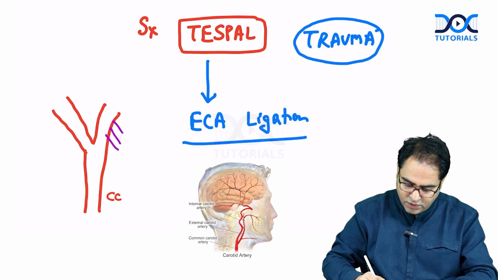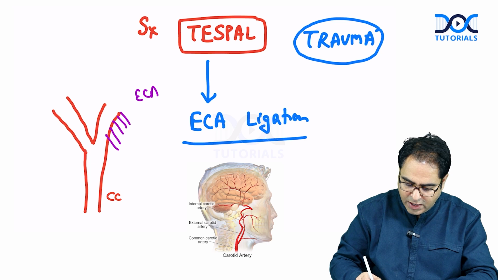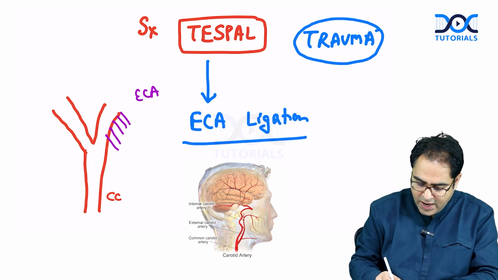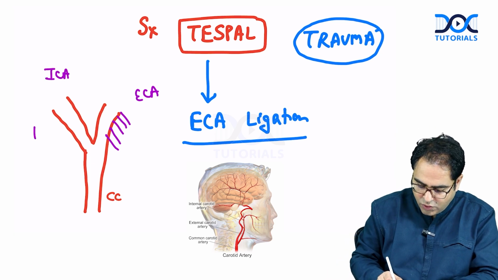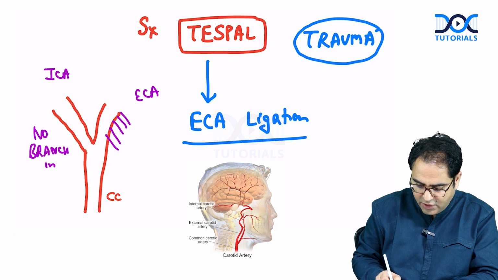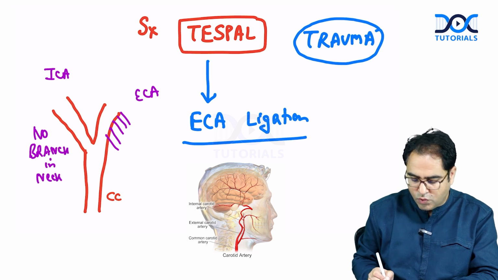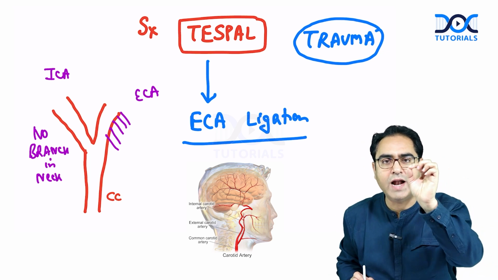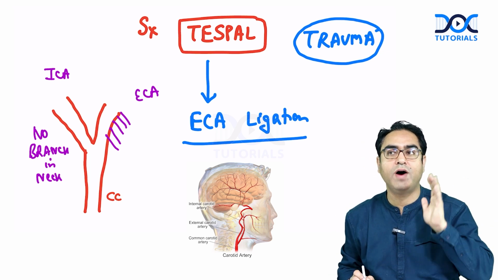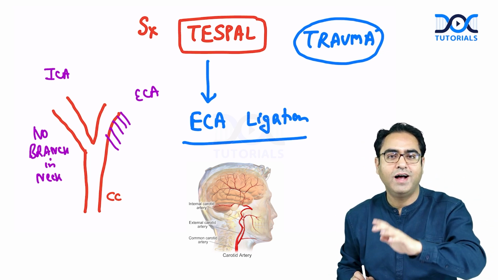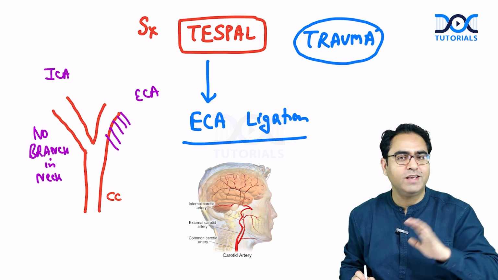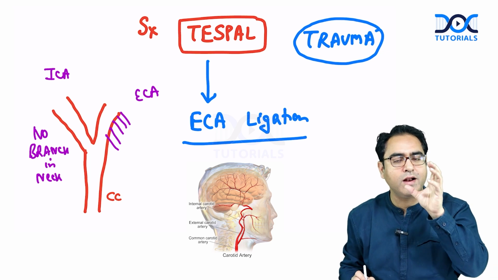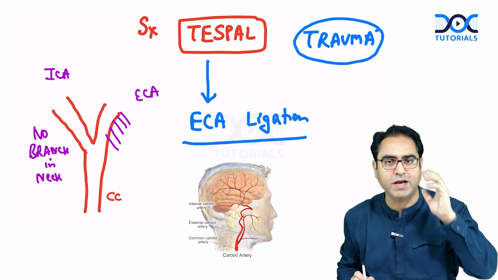The basic thing is ECA has got many branches in the neck, and ICA has no branch in the neck. ICA is meant for brain and eye. It will only branch when it enters the cranial cavity. Okay, so one question of anatomy also. Which of the following is a branch of ICA in the neck? The answer was none of the above. ICA has no branch in the neck. That's the only reliable point to differentiate ECA from ICA.